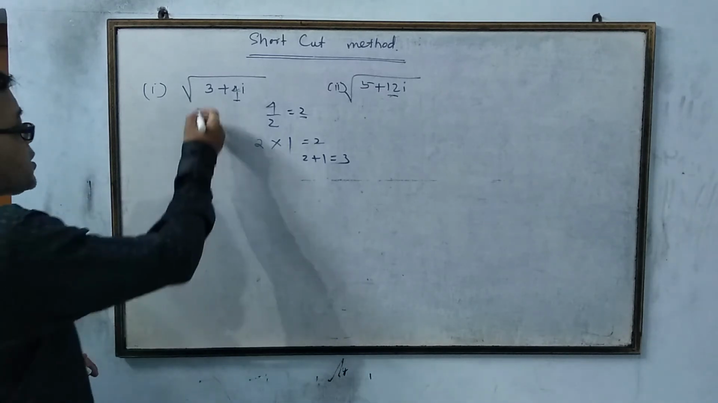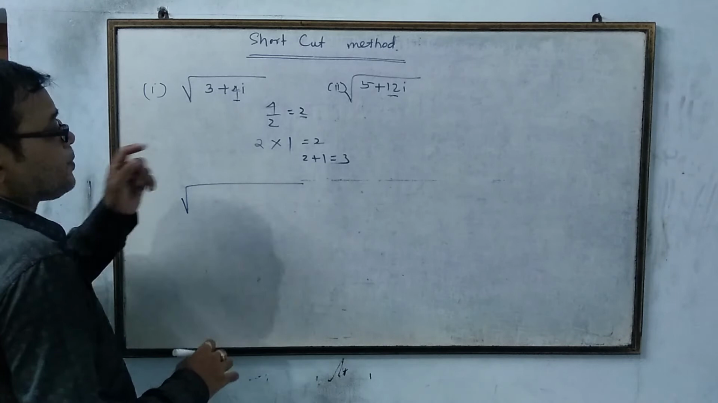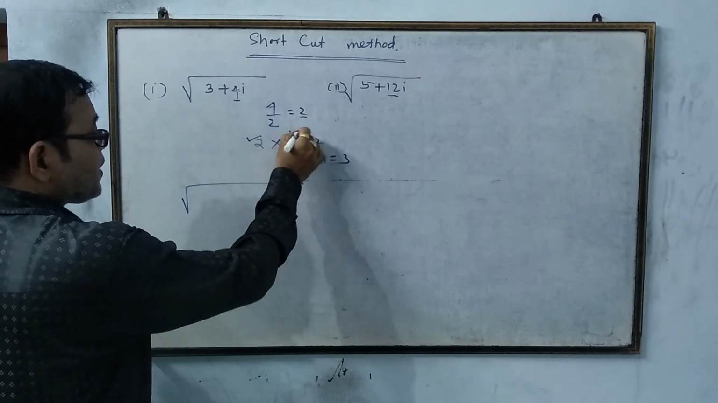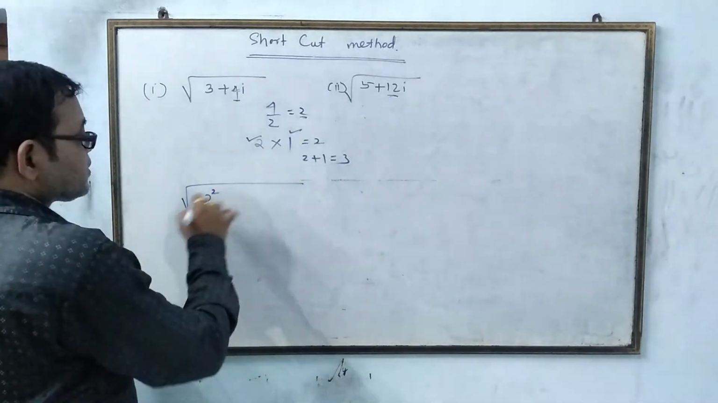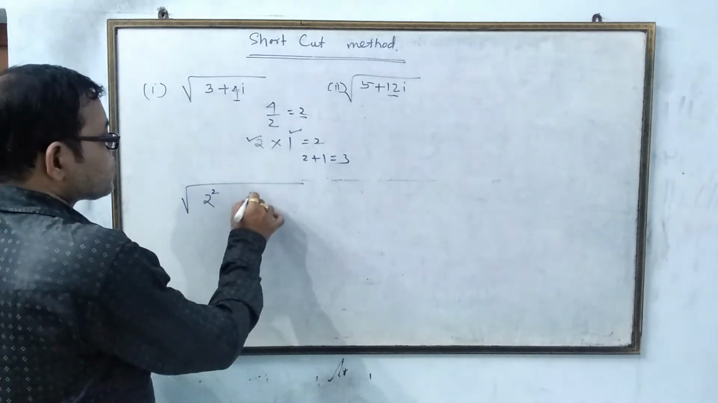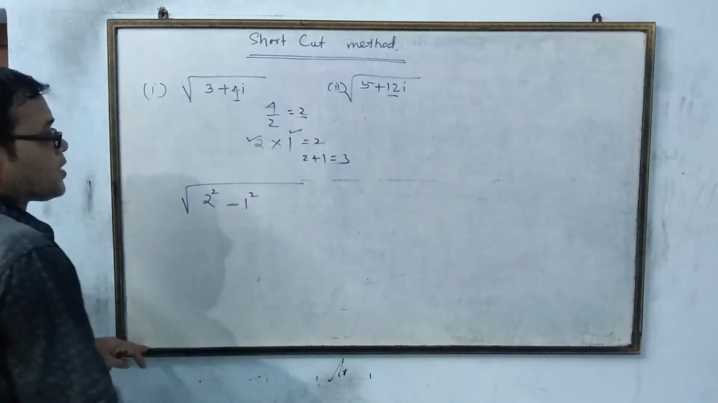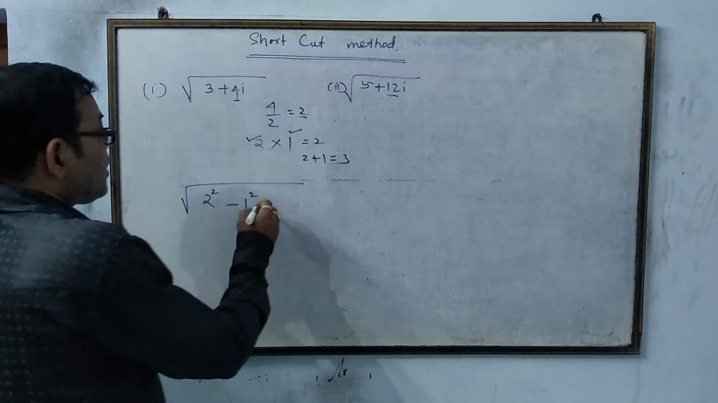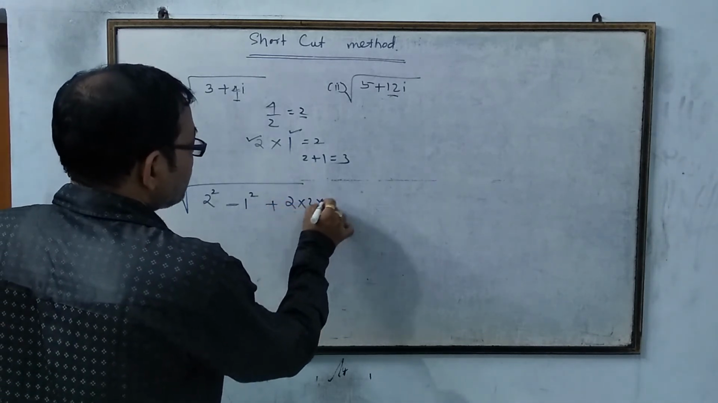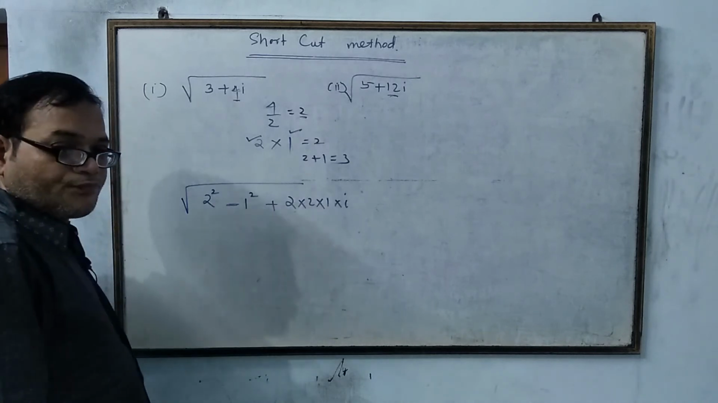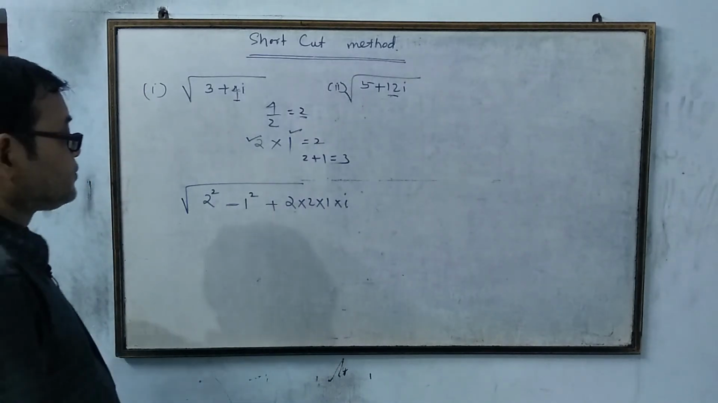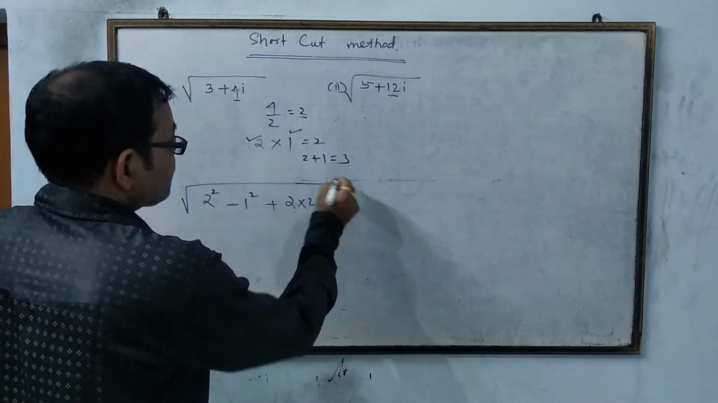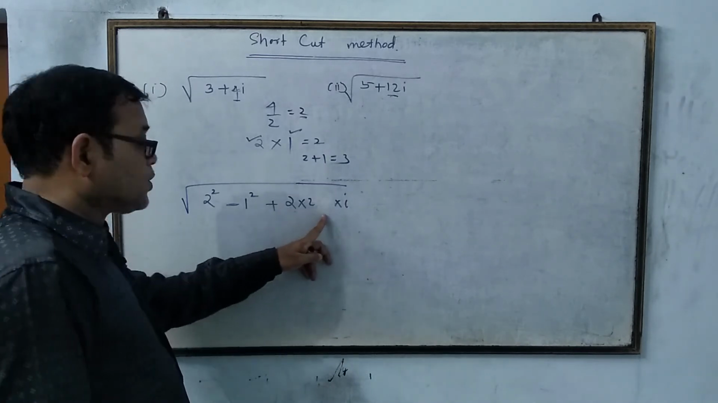Now I am going to adjust here. Root over 3 plus 4i. I can write 3 using 2 and 1: 2 square is 4, 1 square is 1, so 4 minus 1 is equal to 3. Then 4i I can write as 2 into 2 into 1 into i, that is, 2 into 1 is 2, 2 into i.